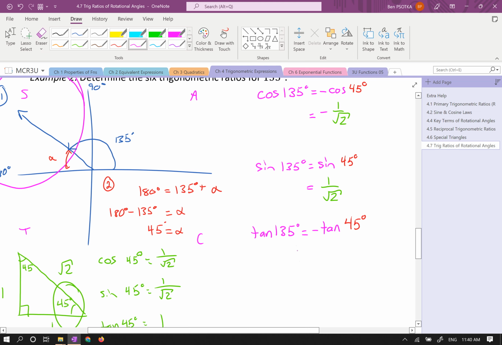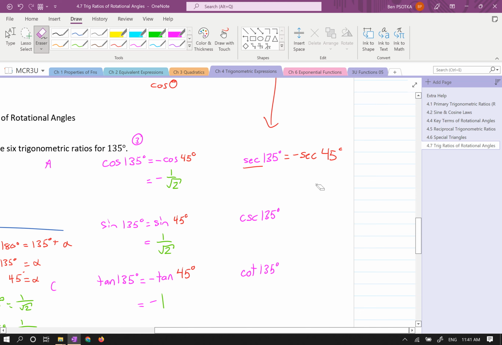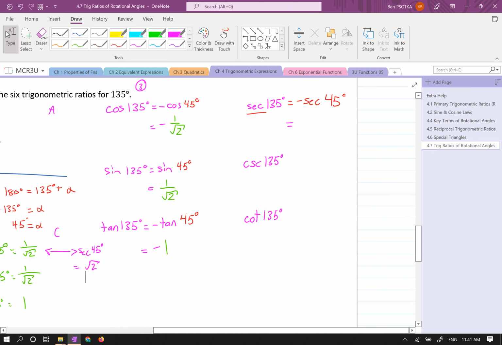The tangent of 135 degrees is equal to negative the tangent of 45 degrees, so that is negative 1. Fantastic. Now, I could work through here and say negative the secant of 45 degrees. Well, the secant of 45 degrees: if the cosine of 45 degrees is 1 over root 2, then the secant of 45 degrees would be equal to root 2 over 1, and that is root 2. So if I'm working up here, then I'm working with negative root 2.